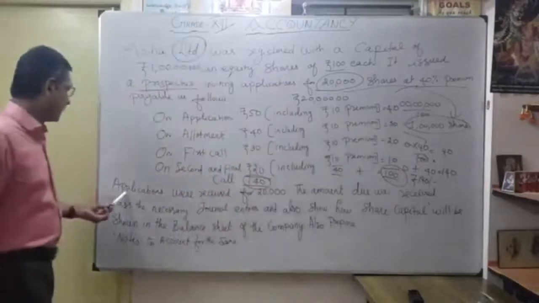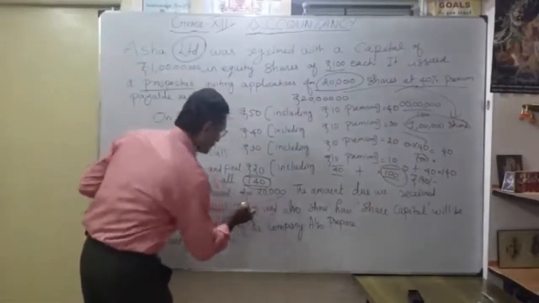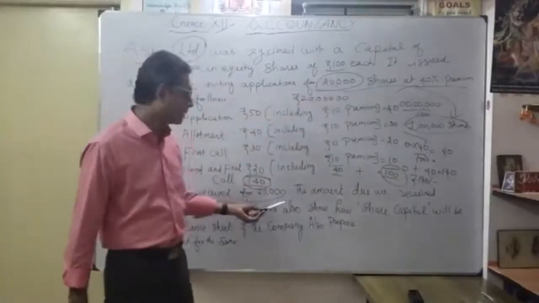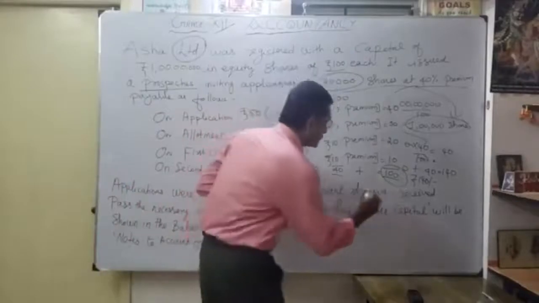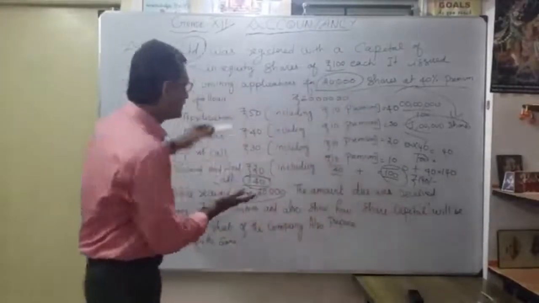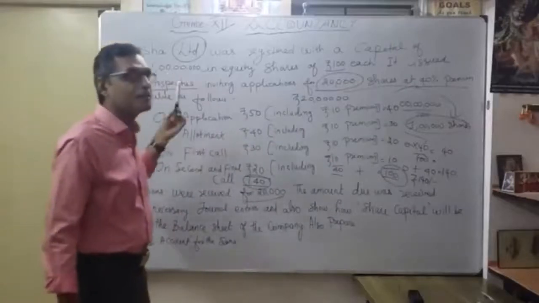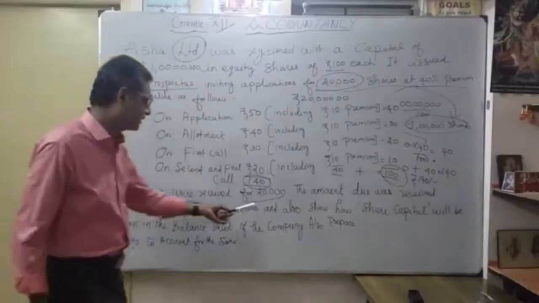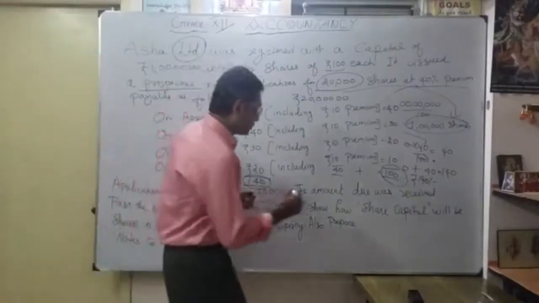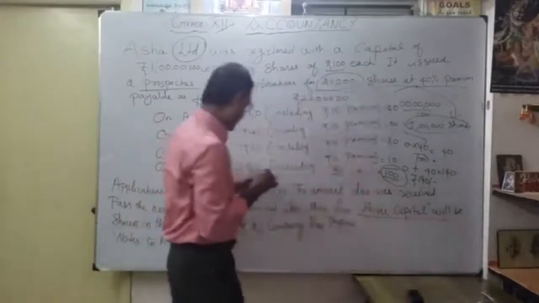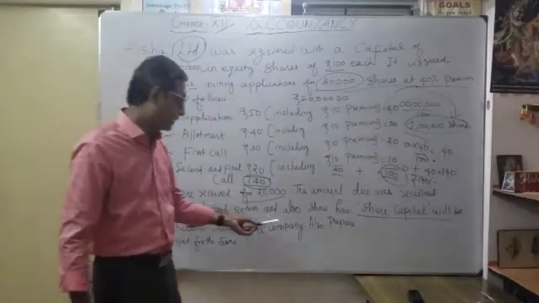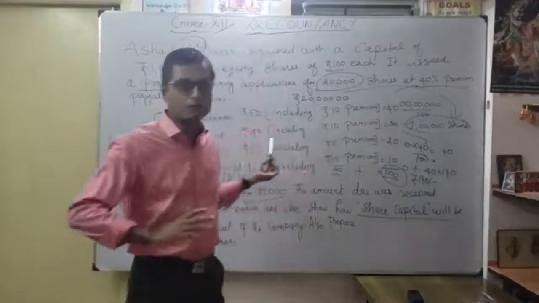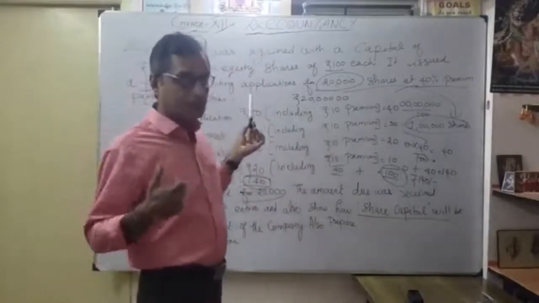That's what the question. Applications were received for all the 20,000. So whatever you issued, entire money applications were received for 20,000. The amount due was received. Okay, for each stage, different stages as application, allotment, first call, second and final call. You pass the necessary journal entries and also show how the share capital will appear in the balance sheet of the company. Also prepare notes to accounts for the same. That's what here this problem we are going to discuss after preparation of journal entries.